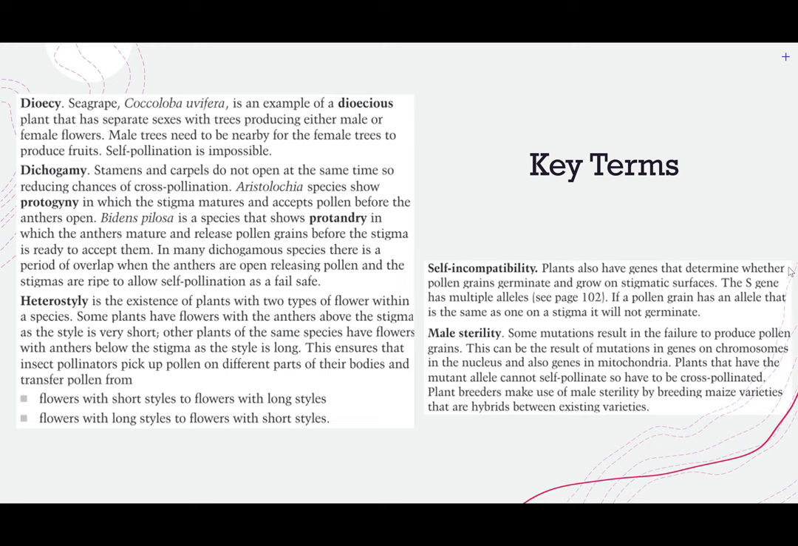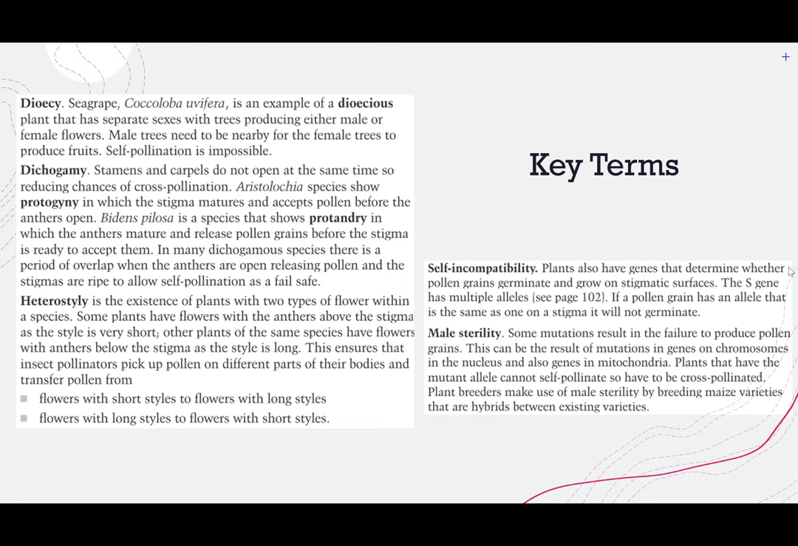And we're going to look at the entire fertilization process. Okay, is that fine so far? All right, heterostyly is different. If you type a question in the chat, I'll be able to see it as well, so it shouldn't be a problem. Okay, so heterostyly is different now.